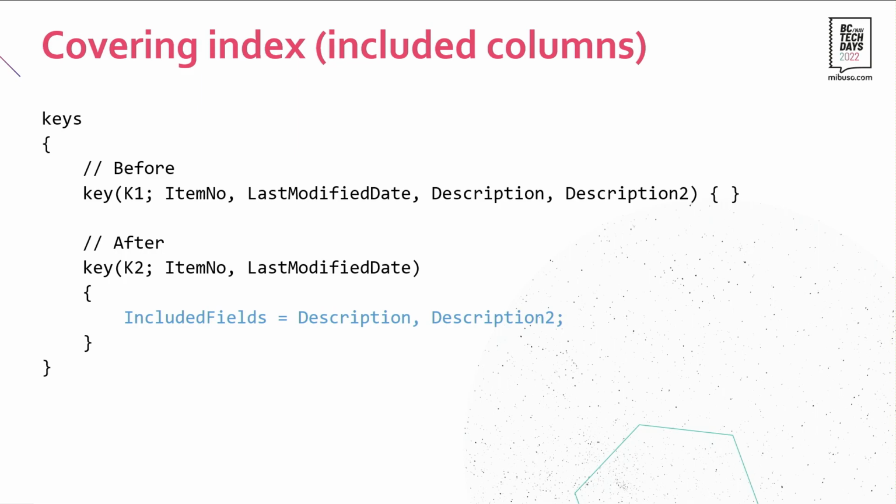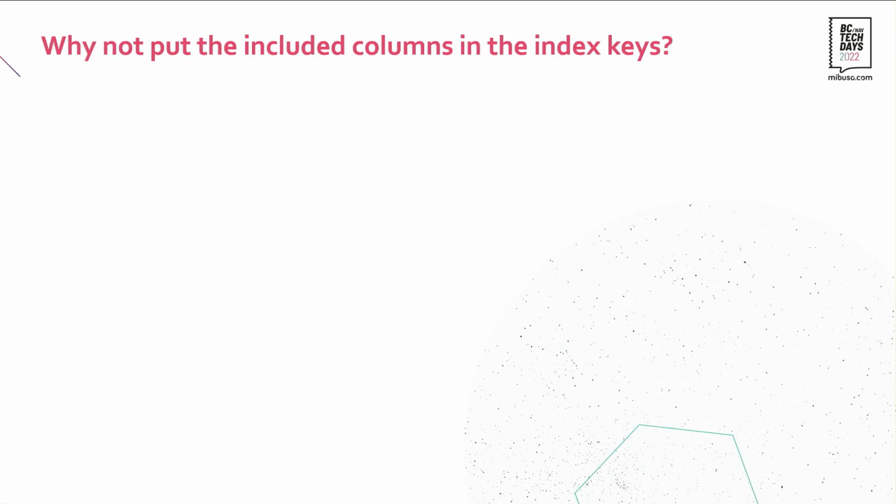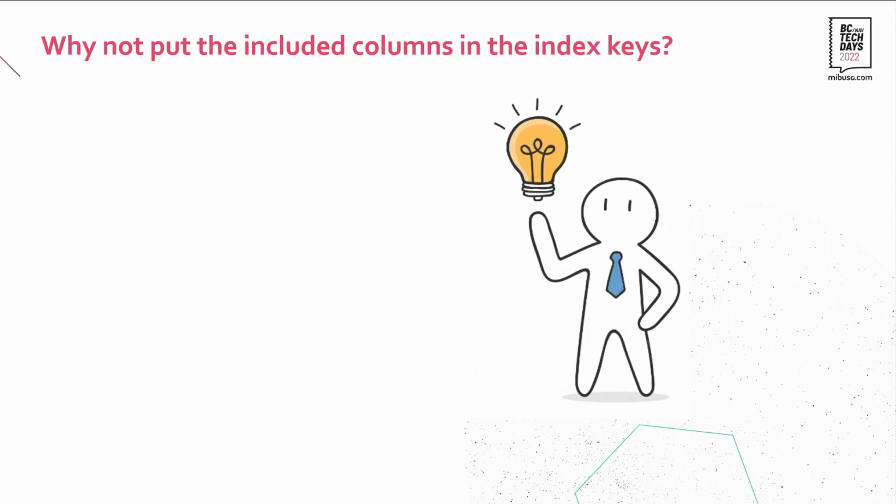Okay, this was syntax, how it looks in Business Central. So basically, if we want to include covering indexes, we just need to put those fields into the included fields parameter or into the key. Before covering indexes were declared, we needed to declare all the fields in our key. Why not put included columns? Why do we need a covering index in the first place?